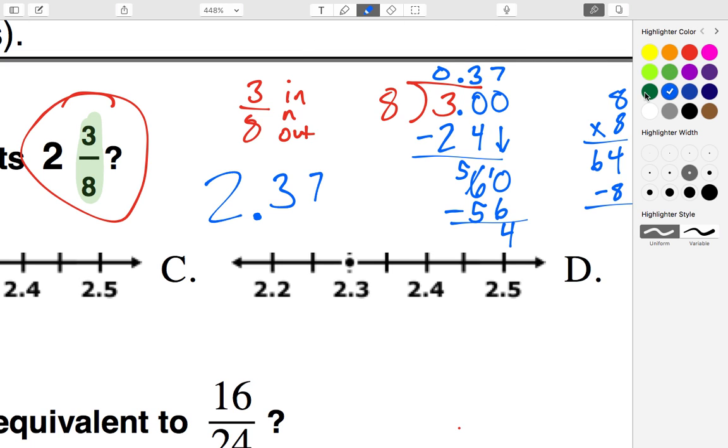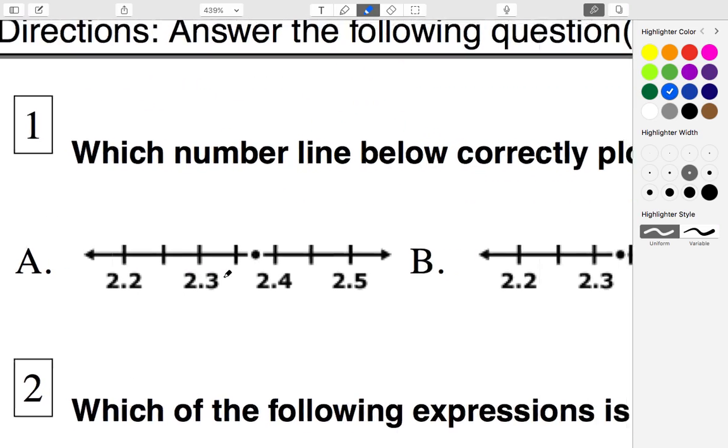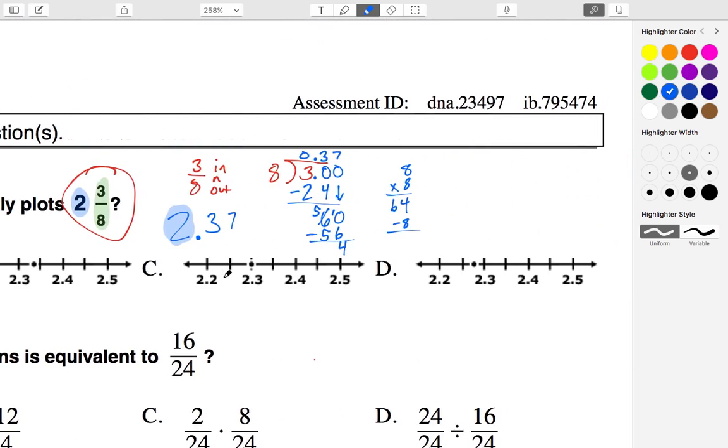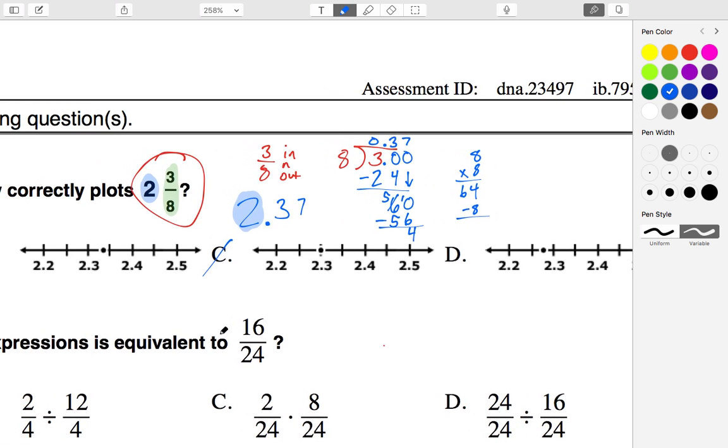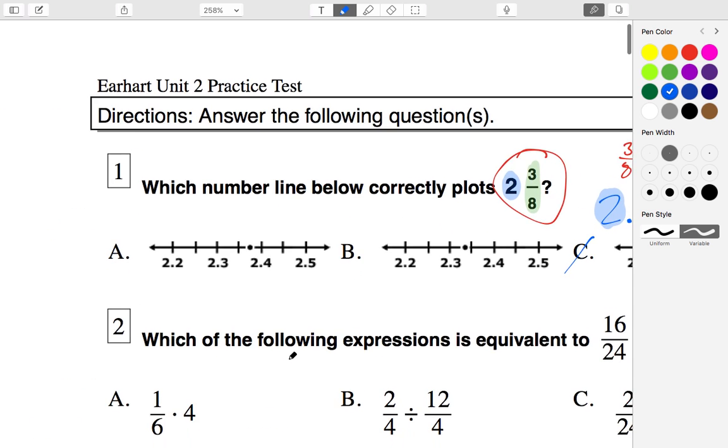Let's change the color so we can match this up. This 2 here came from this 2 right here. Good? Now we got to find 2.37. Let's look on A, B, C, D for which answer is definitely wrong. Instead of trying to look for the right answer, which one do you know is wrong so we can cross it off? C. Okay, so this one lands right on 2.3, so it won't be that. What else? D, you think that one's wrong because it's below 2.3. Okay, so D. Now we're down to A and B.